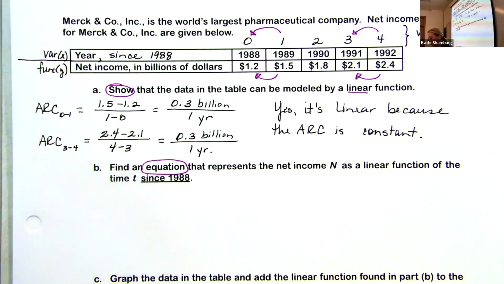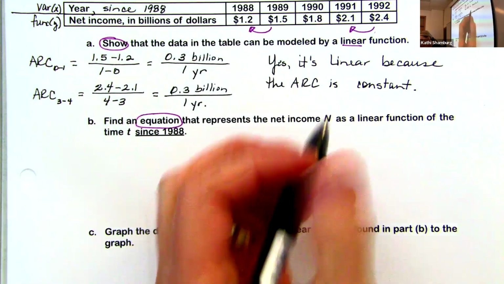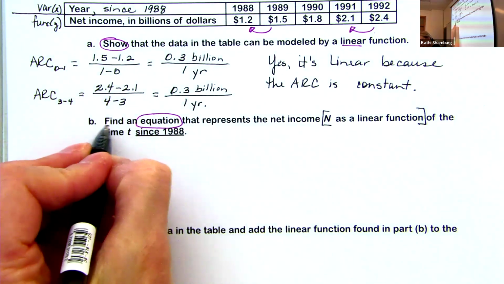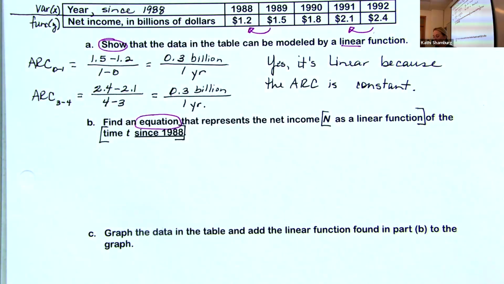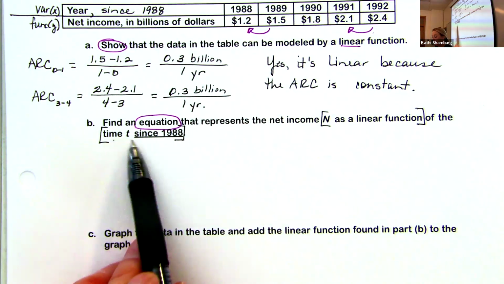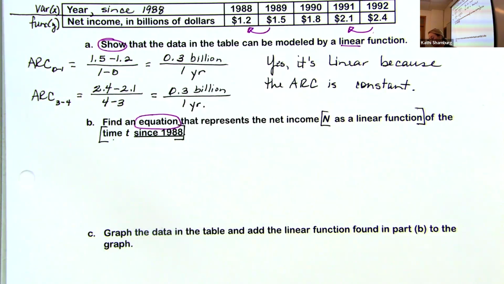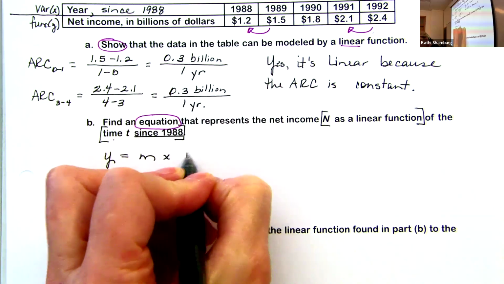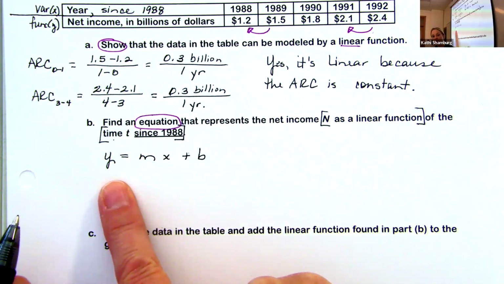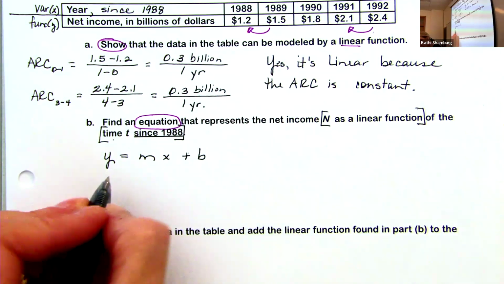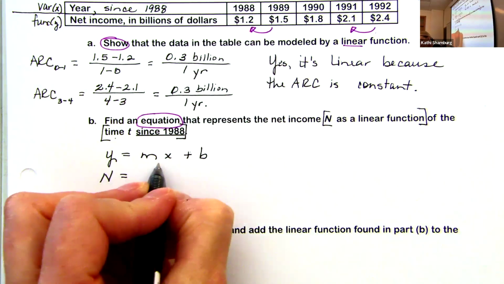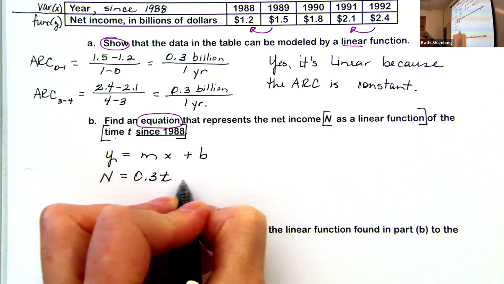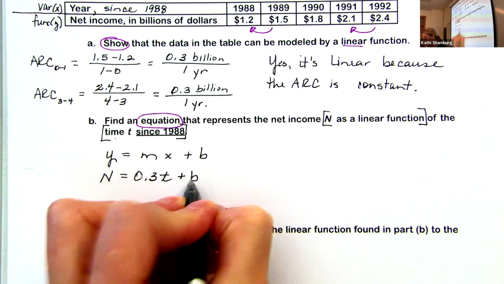Find an equation that represents the net income, as the function, which is what we defined at the top of the page, of time t since 1988. And this would actually be years t since 1988. Okay, so find an equation. So we know our linear equation is y equals mx plus b. But of course, y is our function and we defined the function as N. The slope we just calculated, 0.3. X is t for time in years, and then plus b. All right.